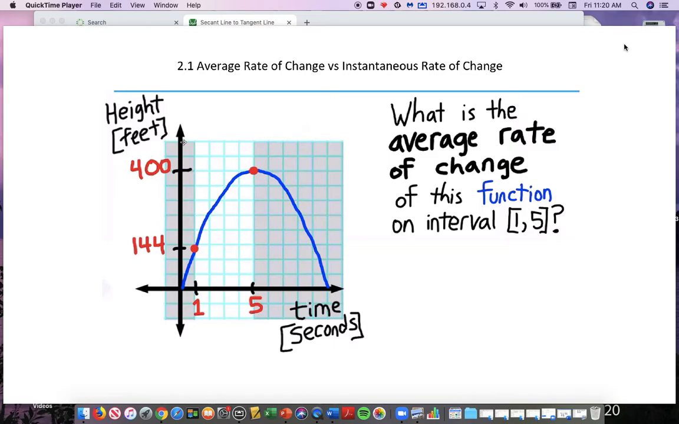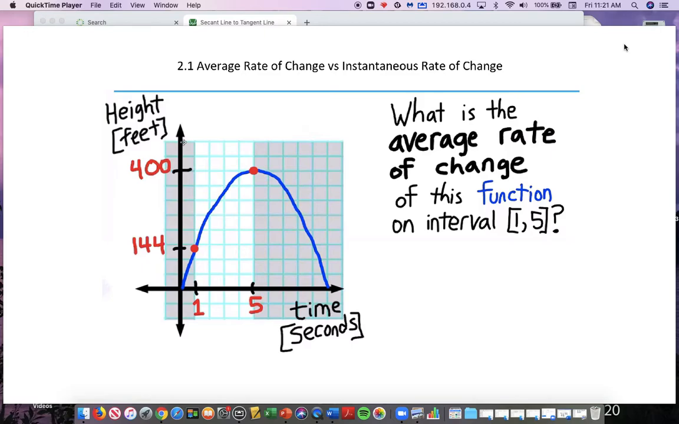So what is the average rate of change on this function on this interval? This interval is from x equal 1 to x equal 5. And I'd love for you to pause and write down what you think the average rate of change is. If you are back now, we can start talking about what that average rate of change is.